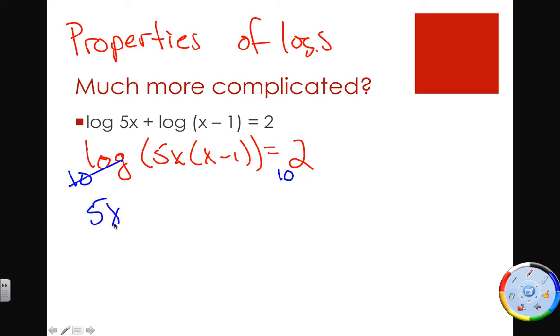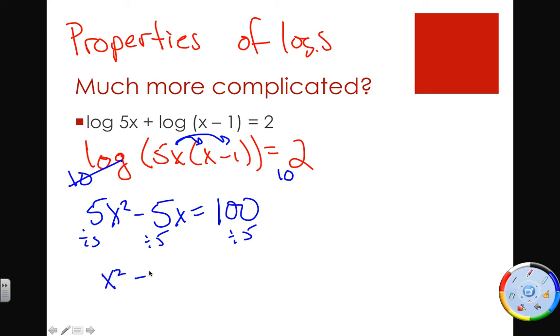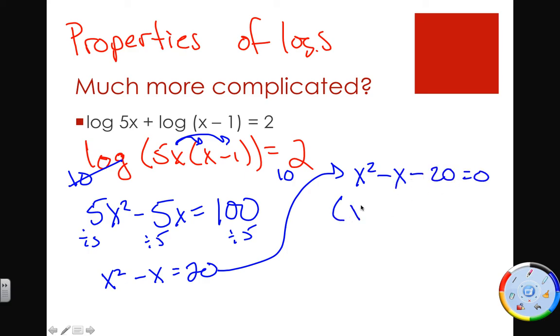I'm going to get 5x squared minus 5x equals 100. Right? 10 squared is 100. I've just distributed the 5x here and the 5x here. To make this problem a little bit simpler, I'm going to divide everything by 5. And I'm going to get x squared minus x equals, oops, sorry, not 100, silly, equals 20. Now I have a quadratic. It shouldn't be anything difficult for you guys. x squared minus x minus 20 equals 0.